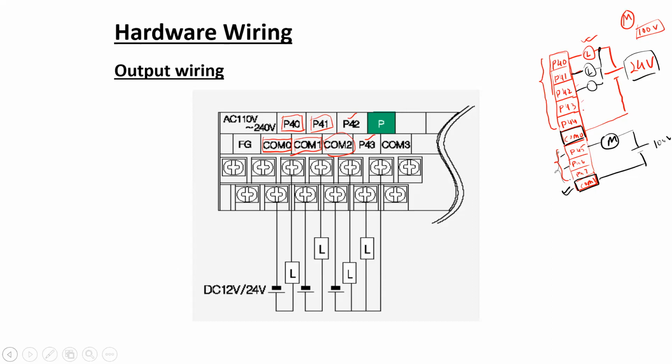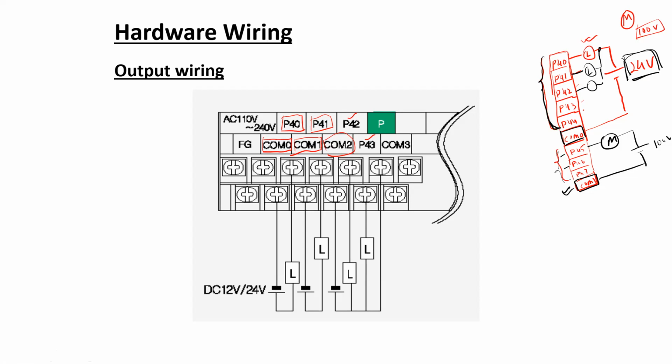Well, I said that if different output devices have different rated voltages, then you cannot use the same common terminal to connect different voltage levels. For example, as shown over here, some output devices may have a rated voltage of 24 volts. They require a 24 volt DC source to operate.